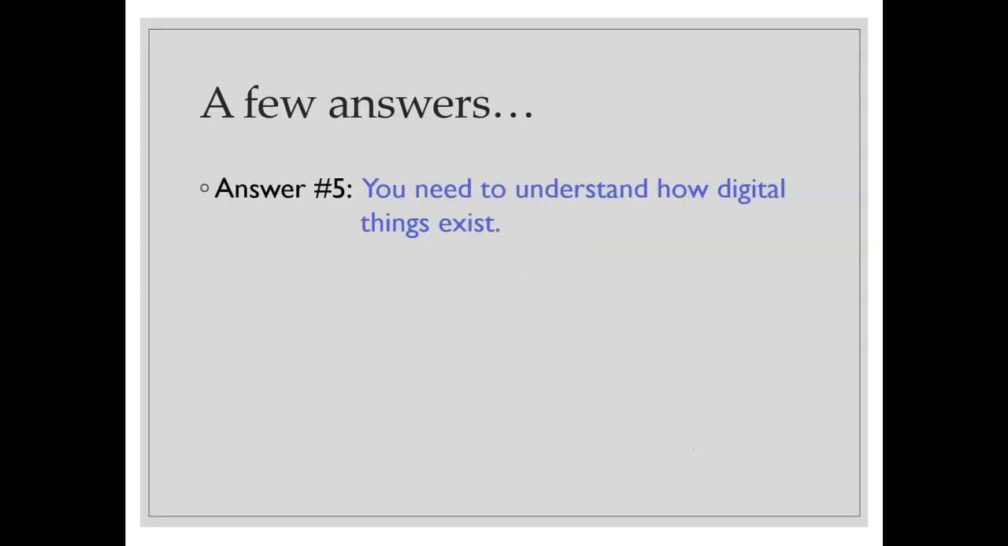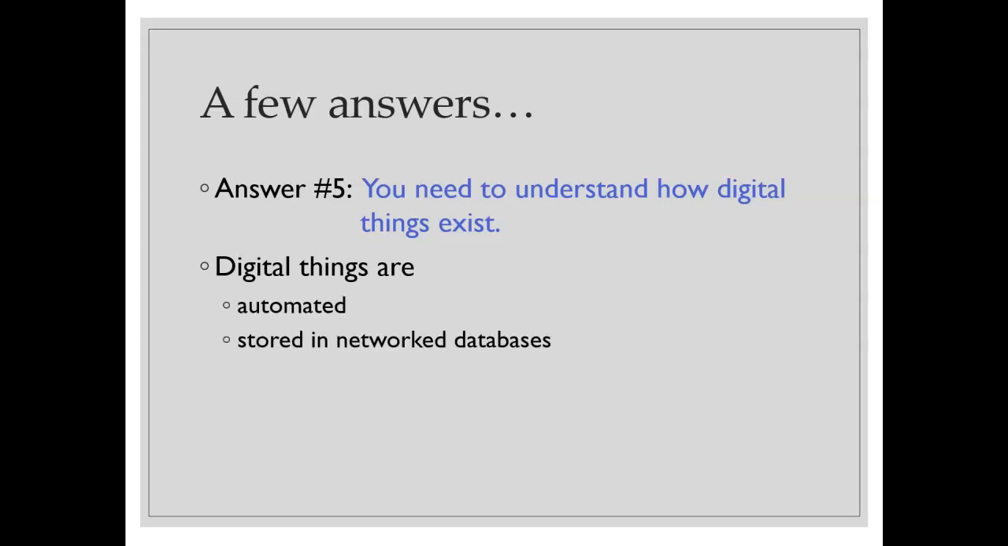The fifth answer is that you need to understand how it is digital things exist. Digital things are not tangible. You can't reach out and touch them, but they are around. They're automated. They're stored in network databases. They're variable. They undergo constant transformation, and they are virtual. Again, you can't reach out and touch them, but they are there in some sort of strange way.